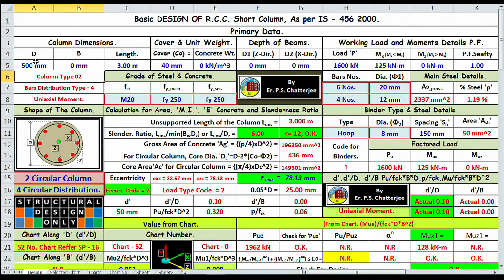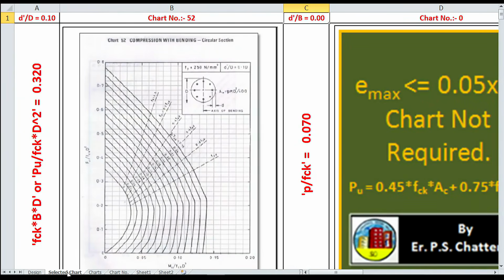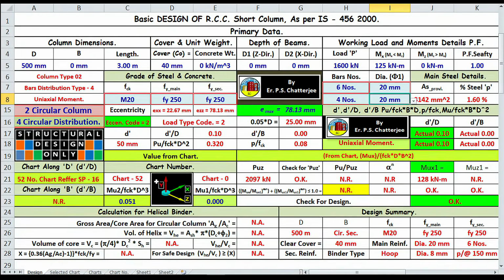500, percentage of steel 1.48, 0.07, 0.32, 0.07, 46, very close but not exact, 0.32, 0.68. Now we can say 0.055. Our design is okay.